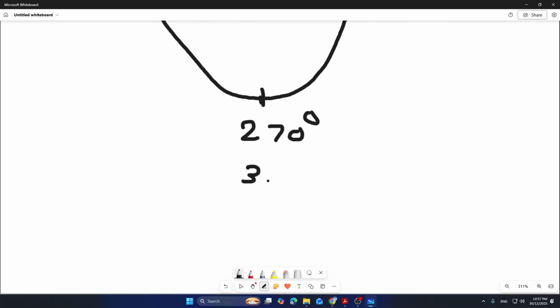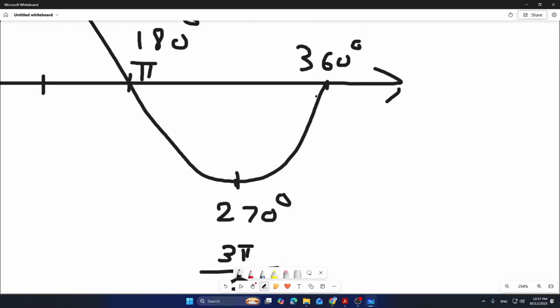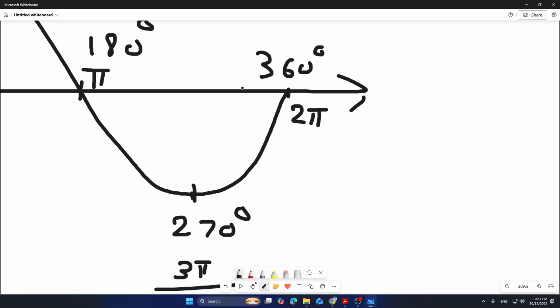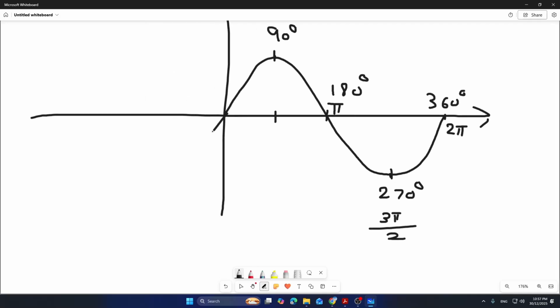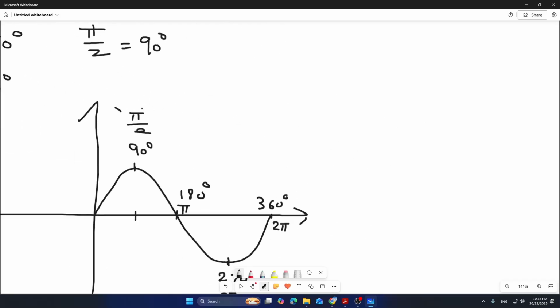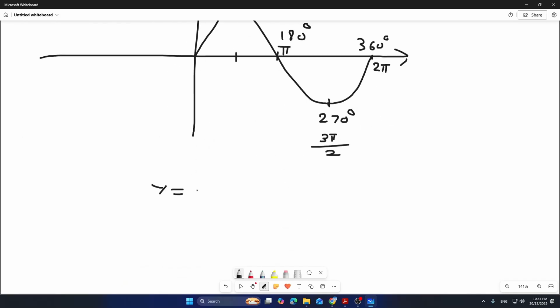And 270 is going to be 3 pi over 2. And 360, which is one full period, we also call a full cycle, a full period, is 2 pi. And this is the graph. And if we go on this area, it's the same thing but negative. So it's going to be like this, and this is going to be minus 90 degrees, this is going to be minus 180, and so on and so forth. This is if we had the graph y equals sine x.